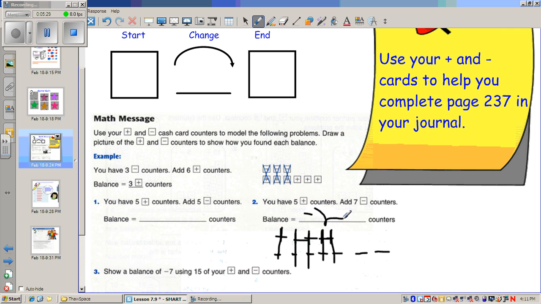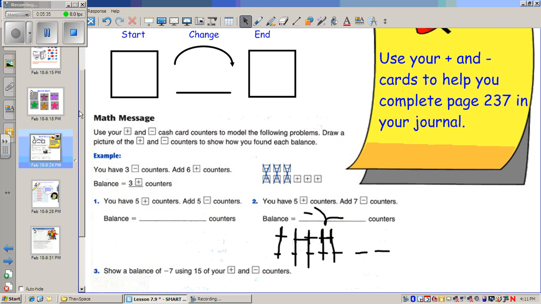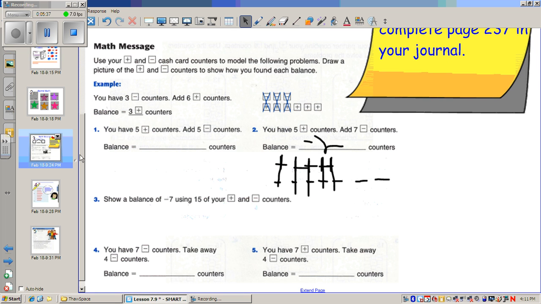Oops, and I apologize. That doesn't look very good. All right, so let's go back up here. And it says show a balance of negative 7, using 15 of your positive and negative counters. So what I would like you to do is draw plus and minus counters to show negative 7. And you need to use 15 counters. So how will you do that?